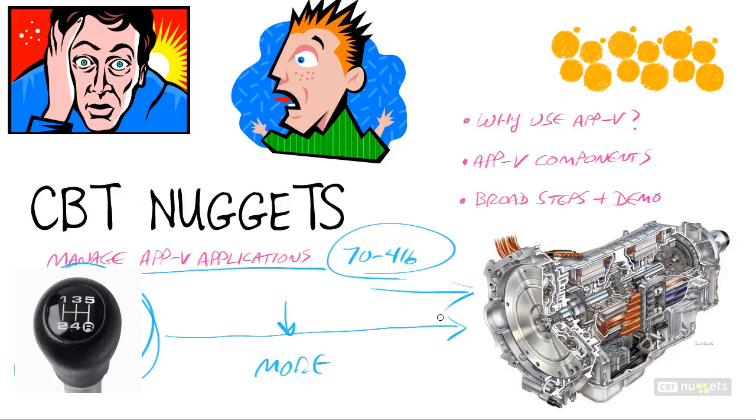Anyway, let's move on. First we'll look at why we would even want to use App-V. Then we'll look at what the App-V components are, in other words, all the nuts and bolts of this thing, at least in the big picture. And then we'll take a look at the broad steps and a demo of App-V, which is where we get to play with all of the switches, actually shift the gears and see how fast this thing can go. Let's go ahead and get started.